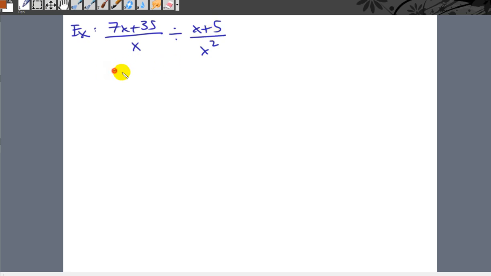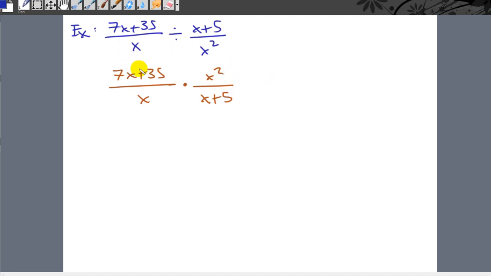So let's start off with that. 7x plus 35 divided by x, and then we change it to multiplication, and we need to flip this around. So we have x squared divided by x plus 5. That's the first step.